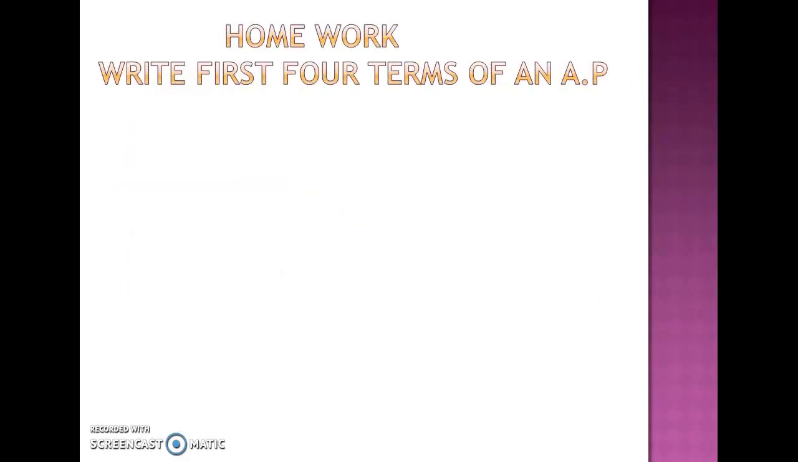Take down the homework. Write the first 4 terms of an AP. The first term is 4 and the common difference D is minus 3. Next question, A is minus 2 and the common difference is 0.